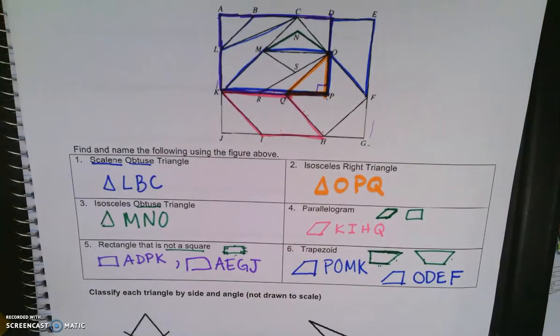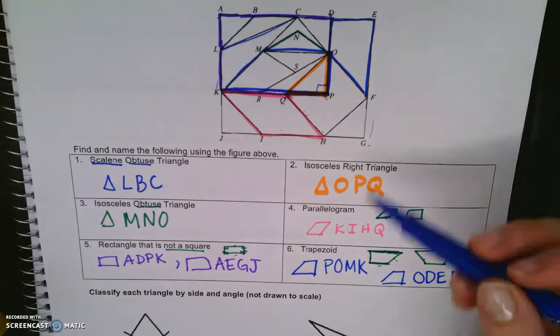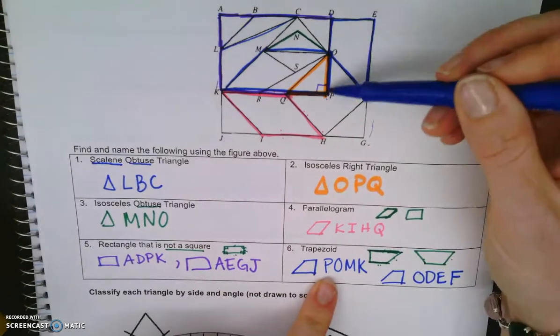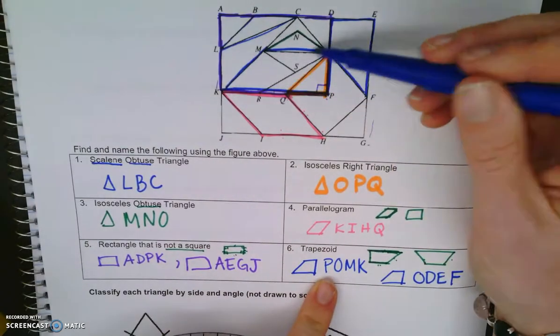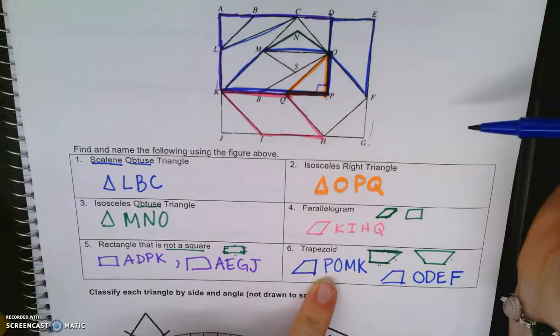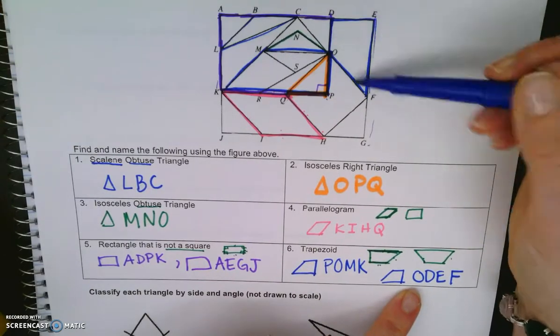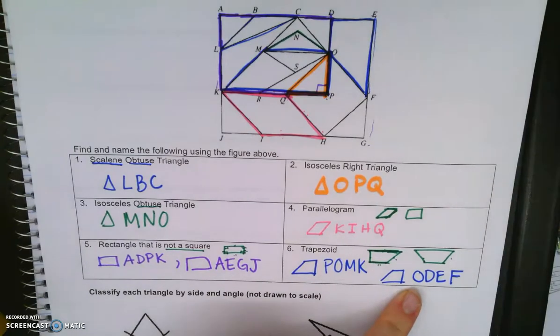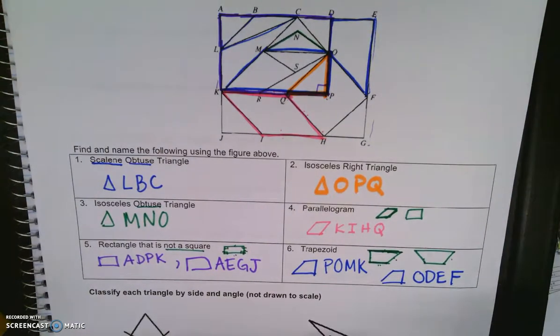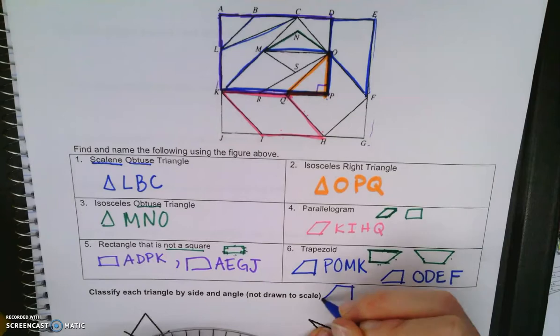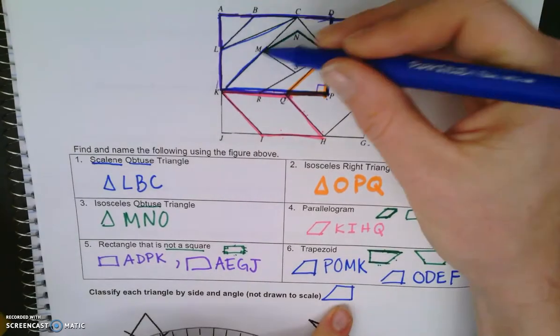And I found two trapezoids. One trapezoid I found was POMK, and another trapezoid I was looking at was ODEF. There's another one, and maybe you found another one with your group. Oh, I just saw another trapezoid, another trapezoid right here.